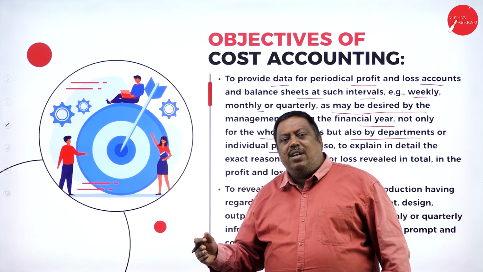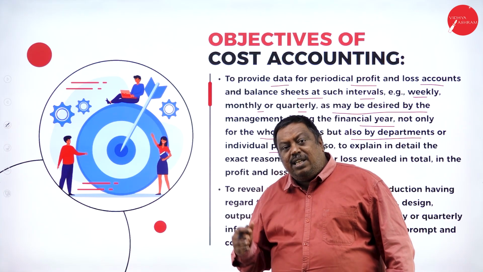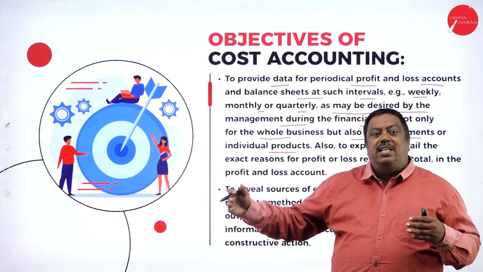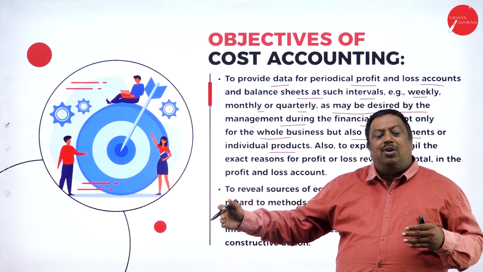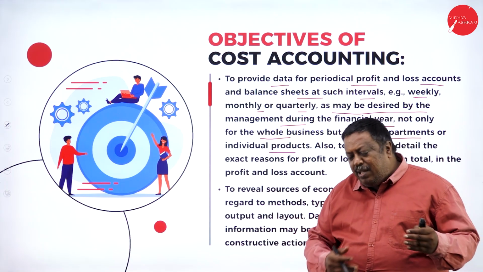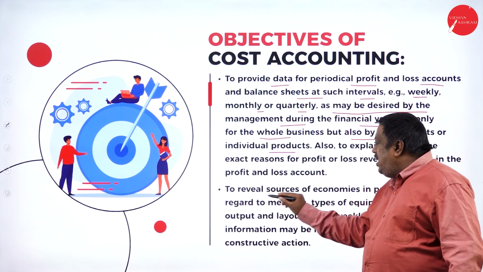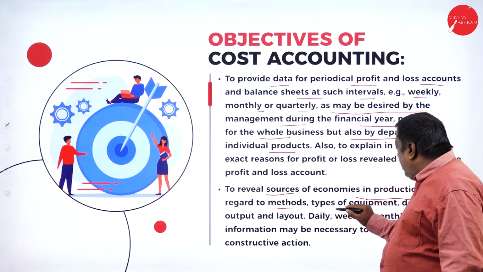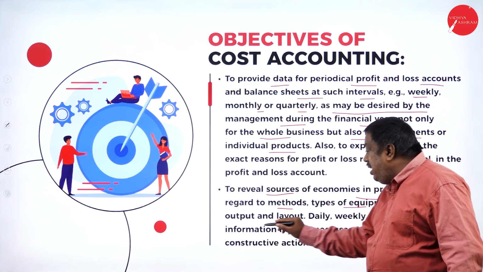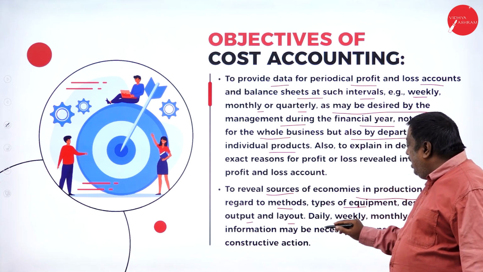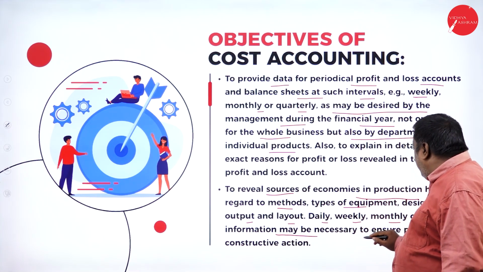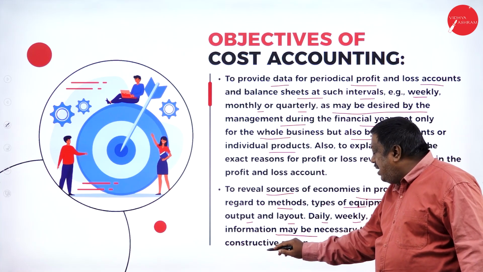They can use that one, and they can even check it on a division basis, department wise, and get the report of the cost incurred in the process of conversion. To reveal sources of economies in production, having regard to methods, types of equipment, design, output, layout, daily, weekly, monthly, quarterly information may be necessary to ensure prompt and constructive action.